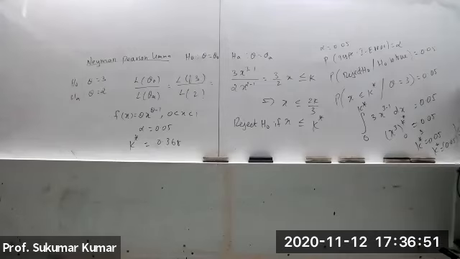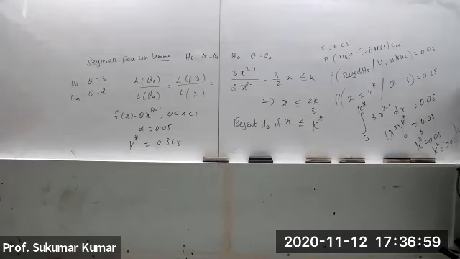To test the simple null hypothesis H naught: mu equal to 10 against the simple alternative hypothesis HA: mu equal to 15.